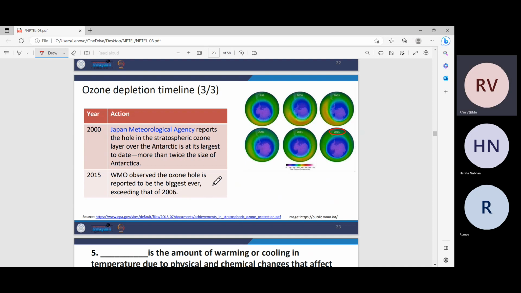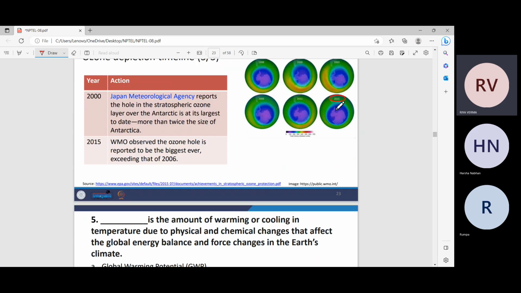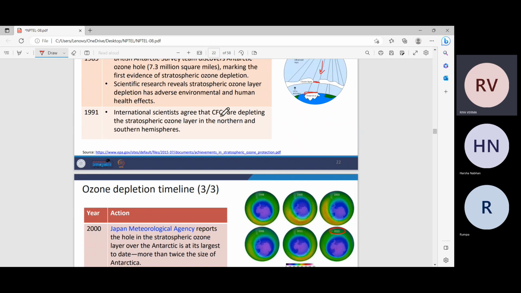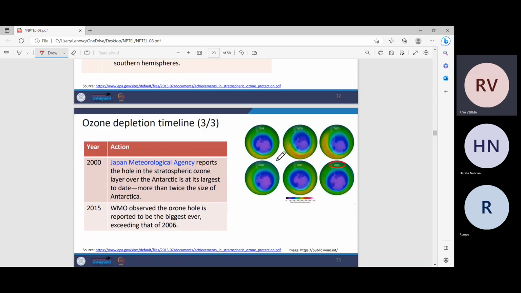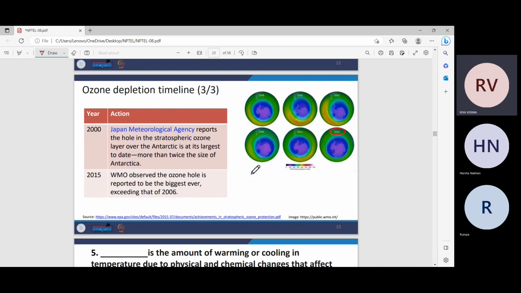And then in 2015, WMO observed that the ozone hole is reported to be the biggest ever, exceeding that of 2006. Basically, this hole is getting bigger and bigger day by day due to the constant release of CFCs in the atmosphere. And these substances are constantly reacting with the ozone present in the ozone layer, and thus it is depleting day by day.